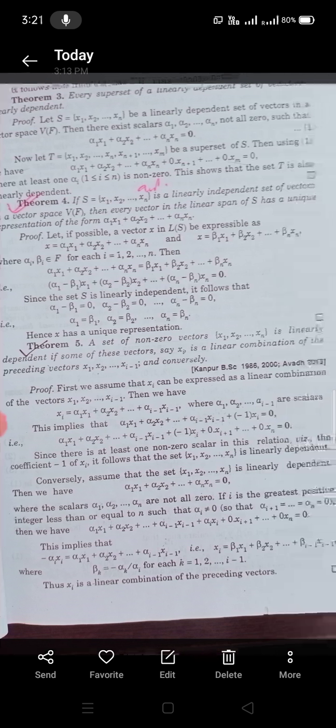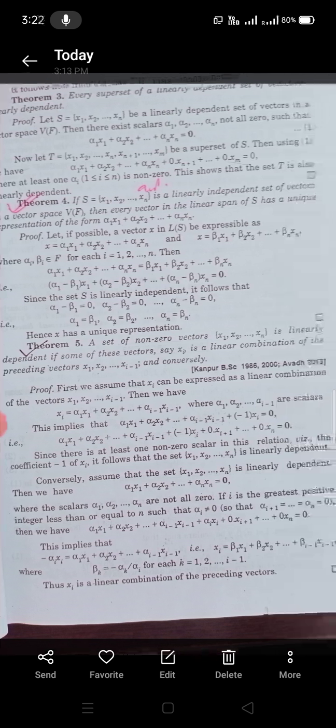That is, (α1 − β1)x1 + (α2 − β2)x2 + and so on (αn − βn)xn = 0. Since the set S is linearly independent, it means α1 − β1 = 0, α2 − β2 = 0 and so on αn − βn = 0. That implies α1 = β1, α2 = β2 and so on αn = βn. Hence, x has a unique representation.